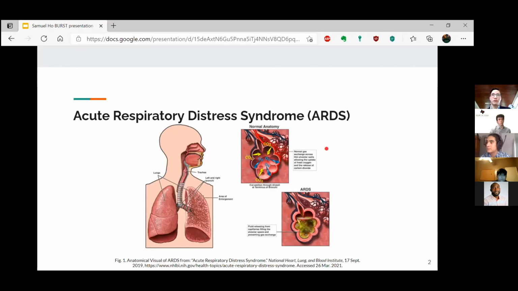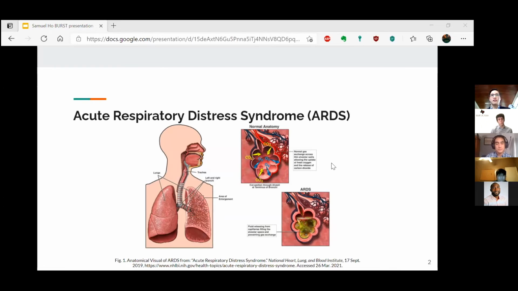Gas exchange would normally take place. However, in a patient with ARDS, due to this fluid buildup, the lungs would be prevented from filling up with sufficient air, which will inhibit the gas exchange. As a result, this can have downstream effects on the organs receiving sufficient oxygenated blood and potential organ failure.